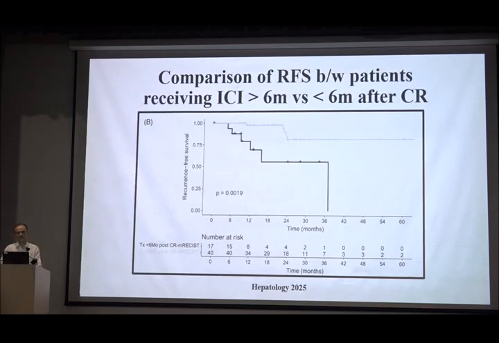A very important finding in this trial was that patients who continued the ICIs for more than 6 months despite achieving complete response had a very good outcome, very good recurrence-free survival, compared to patients who discontinued the ICI therapy within 6 months. So the 3-year recurrence-free survival was close to 81% in patients who continued for more than 6 months, compared to only 55% in patients who discontinued the treatment within 6 months.